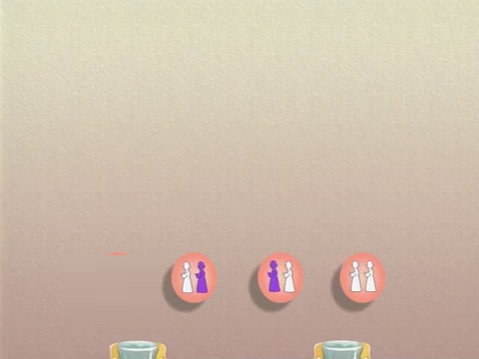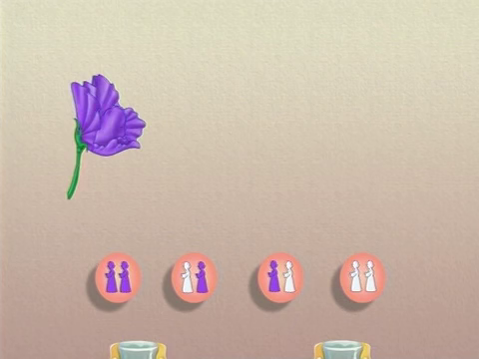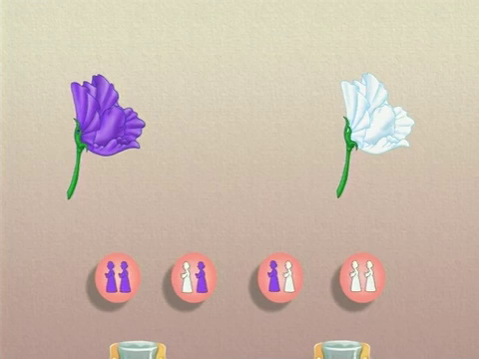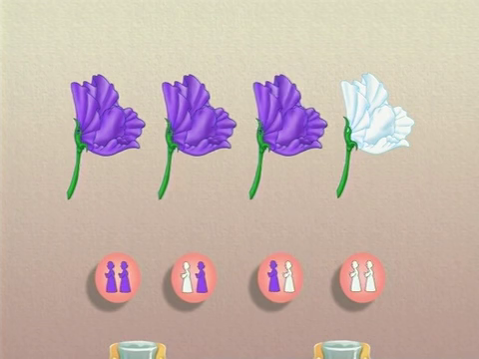The homozygous purple genotype produces a purple phenotype. The homozygous white genotype produces a white phenotype. Because the purple gene is dominant, both heterozygous genotypes produce purple phenotypes.